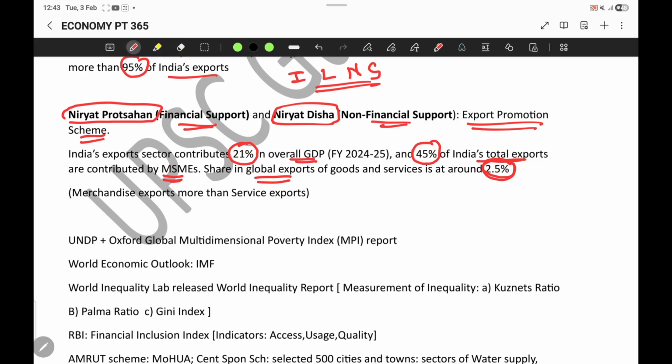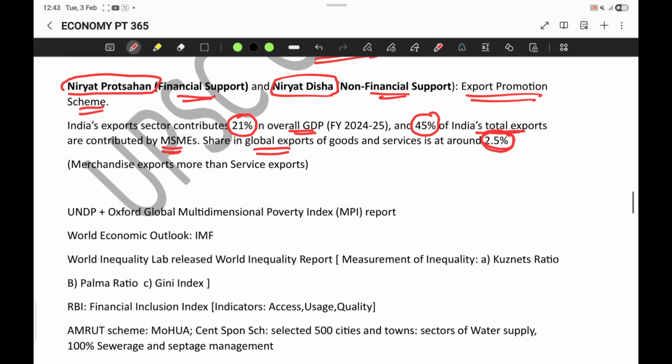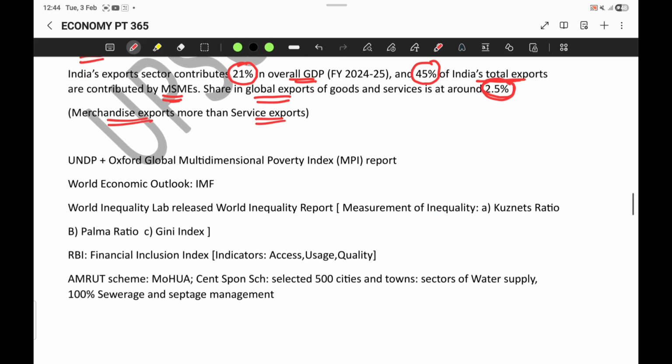The second or third statement will be one where you have to find whether it is correct or wrong, and then you can get the right option. Remember this: merchandise export, that is export of goods, is more than service export. We export goods more than services, here in the kind of export promotion scheme. Some reports are there in the news, just know them.